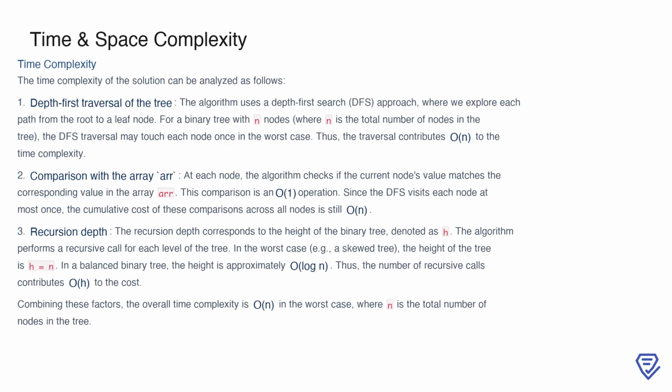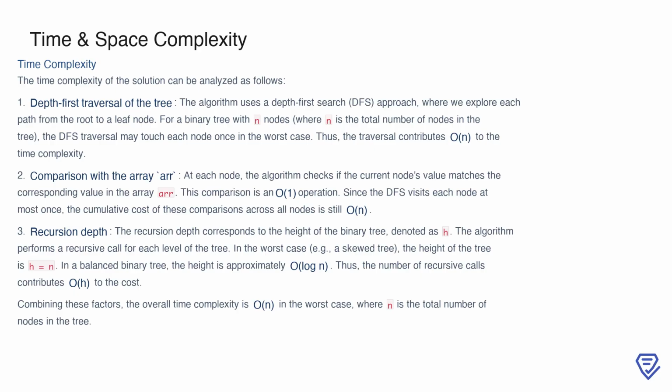To analyze the time complexity of our solution, let's first consider the depth-first traversal of the tree. The algorithm uses a DFS approach to explore every path from the root to the leaves. In the worst-case scenario, where the binary tree contains n nodes, we may visit each node exactly once. This means the traversal alone contributes O(n) to the time complexity.